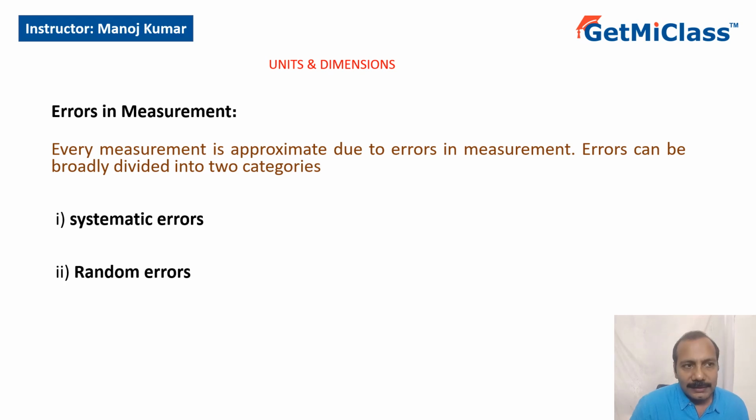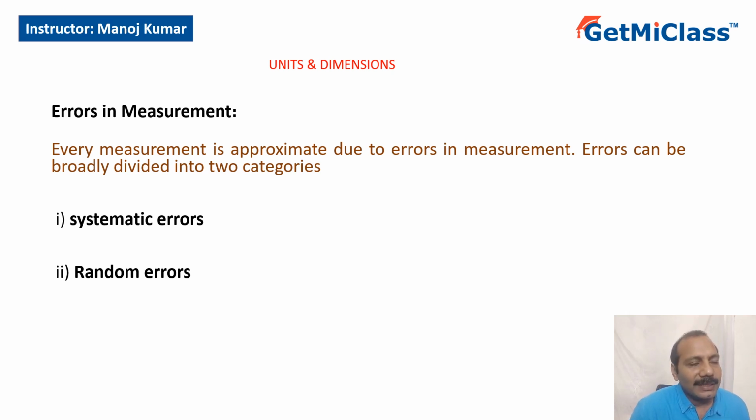Hello everyone. In this video, we'll be looking at errors in measurement. Now, what is an error? Error is deviation from true value. Because all our measurements have some error, whatever measurement we get, there will be an error which cannot be made zero. So the study about these errors is called errors in measurements.